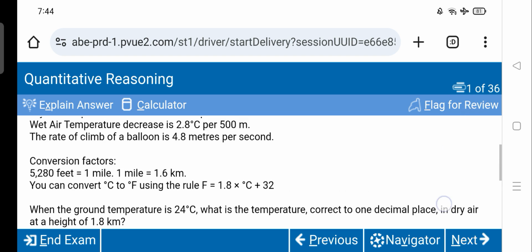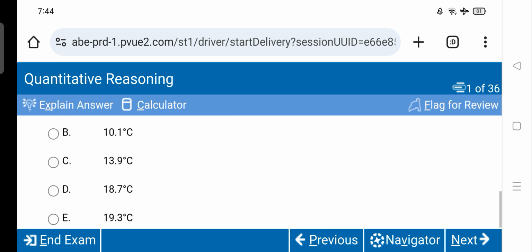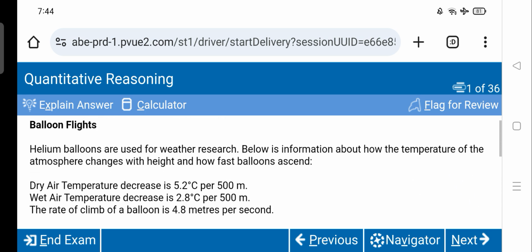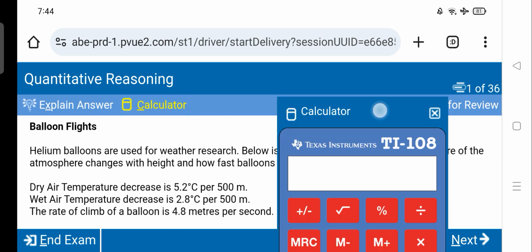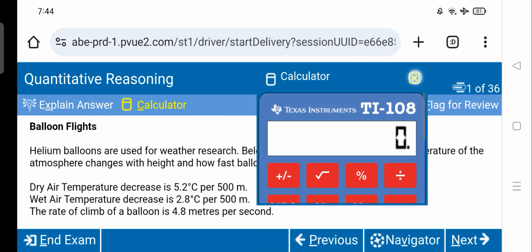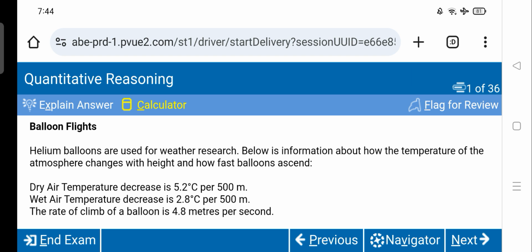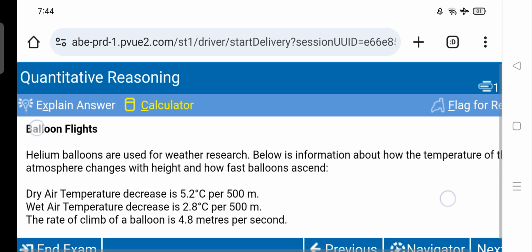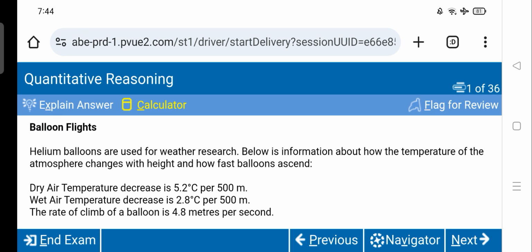So here we have this type of question. You can use your calculator also, which is given here. So here we have balloon flights. Helium balloons are used for weather research. Below is information about how the temperature of the atmosphere changes with height and how fast balloons ascend.